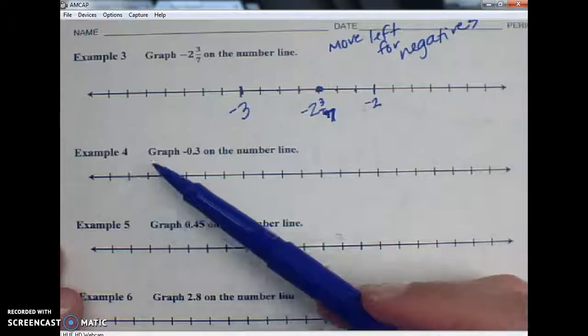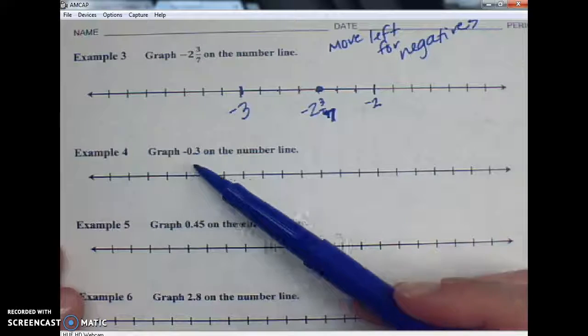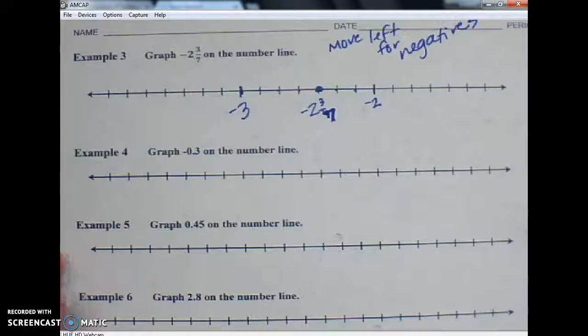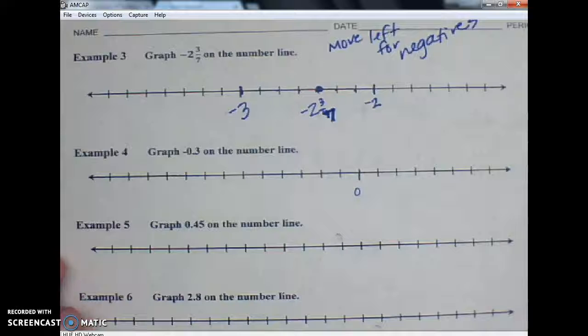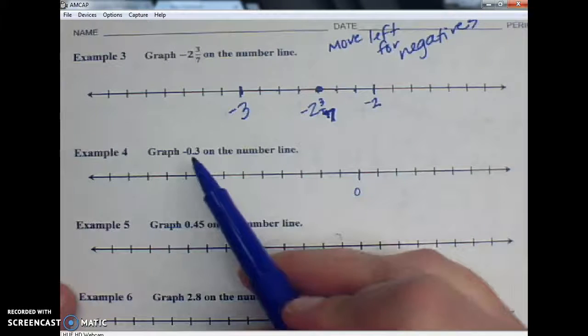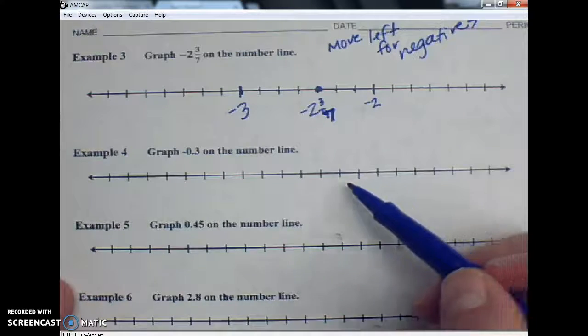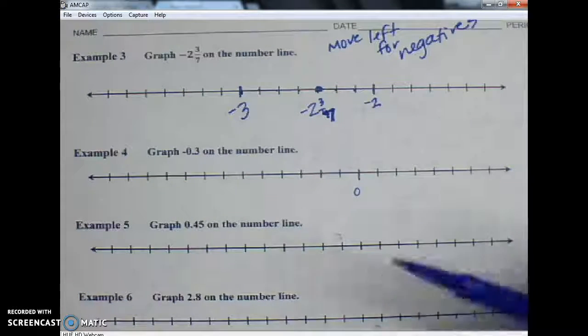So now in example 4, we're going to graph negative 3/10 on the number line. In the notes prior, we did a positive 3/10. Now we're going the other way. So it's still going to be between 0, but this time it's going to be between 0 and negative 1. So it's a negative 3/10. But we're still breaking it up into 10 equal pieces.